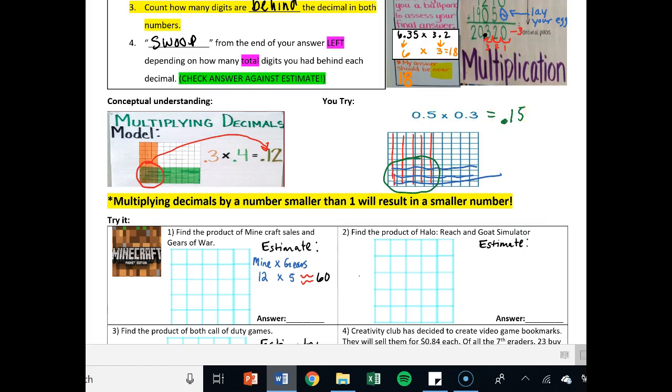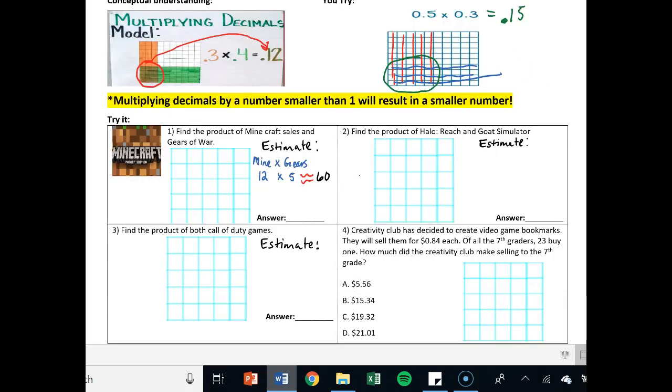Okay, let's practice this a little bit. It says, find the product of Minecraft sales from Gears of War. So we're using the numbers back on the front. Let's start off by estimating. Minecraft sold an estimate of 12 million. Gears of War sold an estimate of 5 million, so we should get around 60. So then let's actually do the multiplication. Again, I like putting the longest number on top. So this is 11.91. Do not line up the decimals, times 5, and just shove the 5 all the way at the end there.